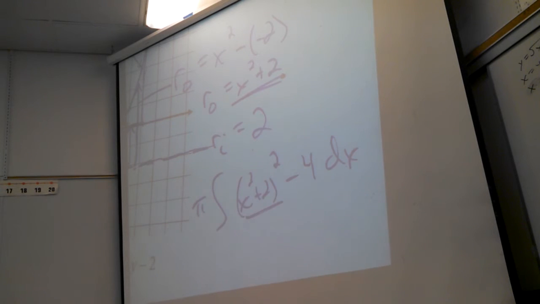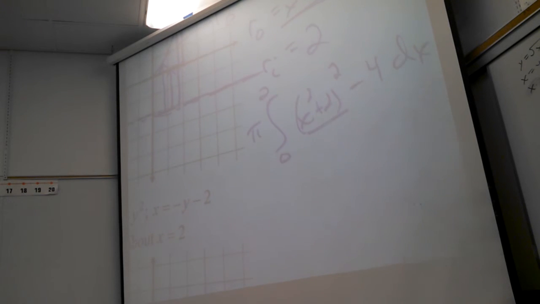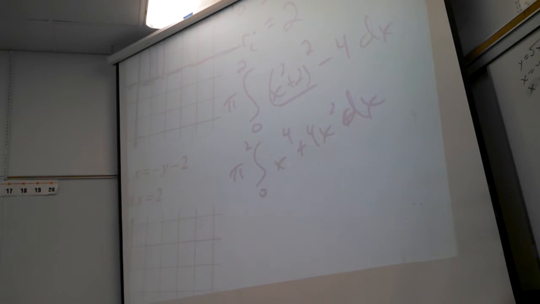So what's the limits? Again, I know we did some weird stuff here, but x doesn't care. It's going from 0 to 2. That's what x is doing. So then we get the integral from 0 to 2 of x to the 4th plus 4x squared plus 4 minus 4, and the 4 minus 4 is gone when you FOIL it out, so cancel that.